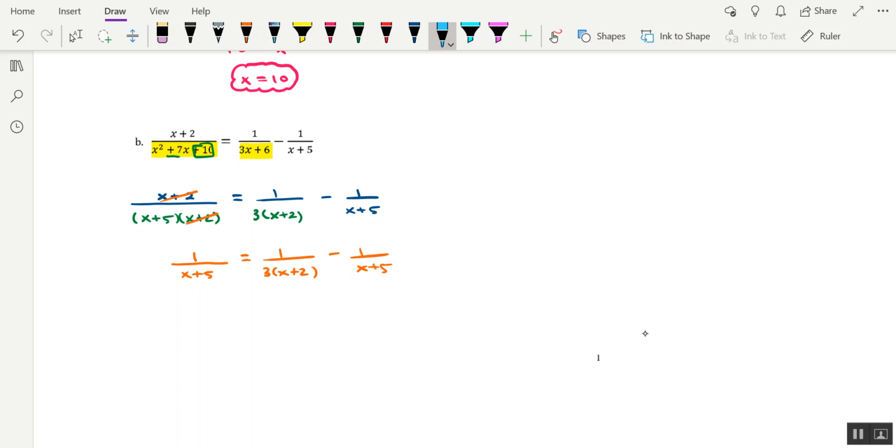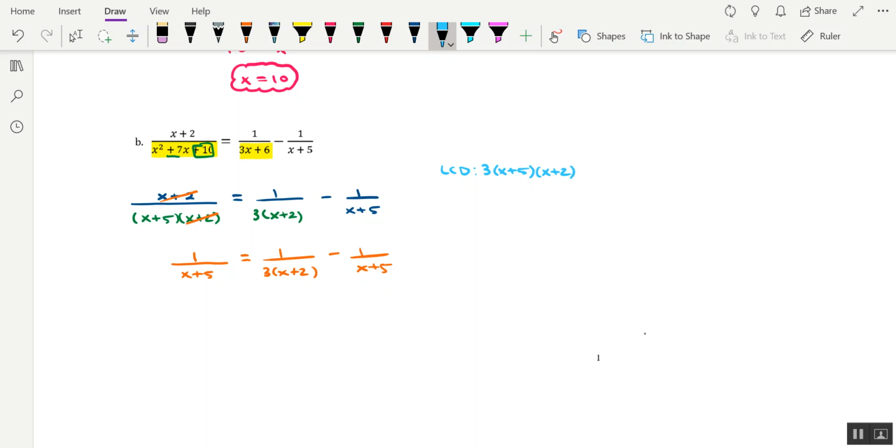So let's talk LCD. Okay, the LCD should be such that it cancels out all these denominators at the same time. So going from left to right, in order to cancel out the x plus 5, the LCD would need a factor of x plus 5. Looking at the first fraction on the right-hand side, if I want to cancel the 3 out, the LCD would need a 3. And if I wanted to cancel the x plus 2 out, the LCD would also need the factor of x plus 2.